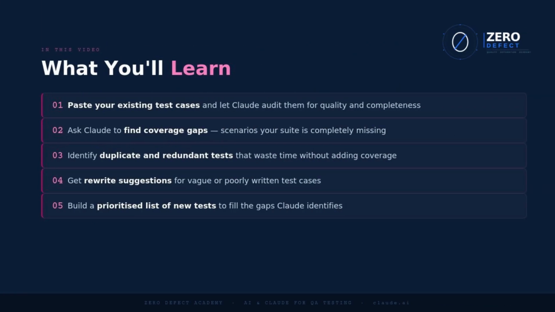Here's what we're doing in this video. First, you'll see exactly how to paste your existing test cases into Claude and ask for a full audit. No special format needed, just paste what you have. Then Claude will tell you what scenarios your suite is completely missing, whole flows that have never been tested. It will also find tests that are too similar to each other and are just wasting your time every sprint. Any vague tests it finds, it will rewrite from scratch, with proper steps, real test data, and a clear expected result. And after all of that, it will write the missing test cases for you, ranked from most to least important. One conversation in Claude, suite fixed.